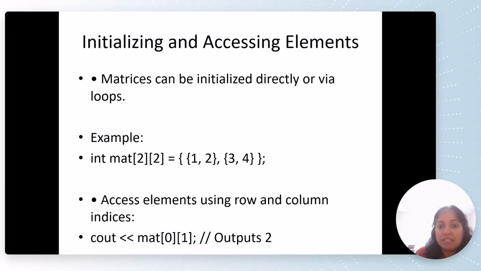Matrices we can initialize directly or by using a loop. So here we have defined a matrix by using the direct method. If we have to access the elements of matrices using rows and columns, we need to provide their index. As I told you, the index starts with 0. So it means 0th row and column 1. So element 2 will be returned in this case.